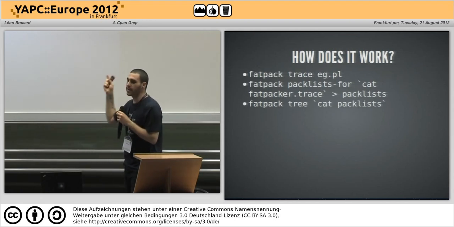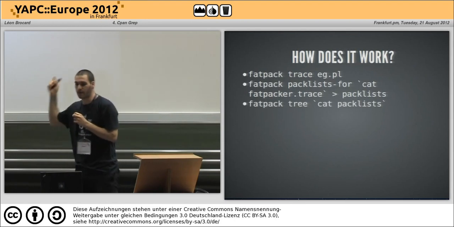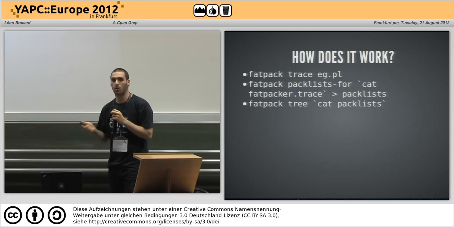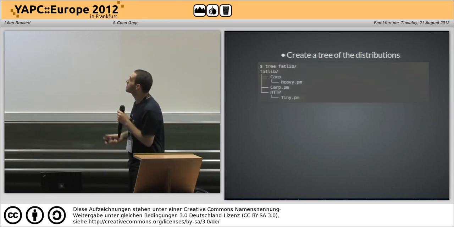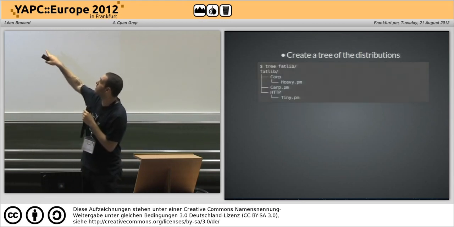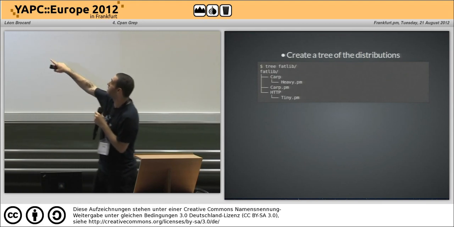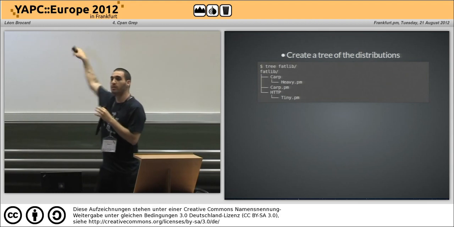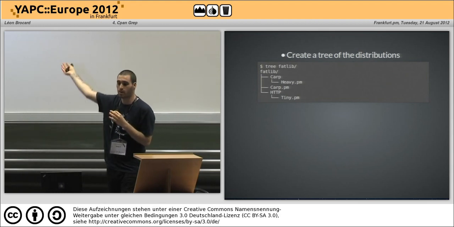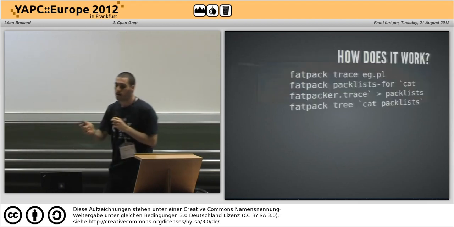The next thing is tree. And if I give tree the packlists, it will say, that's cool, I can find the stuff for it. So it creates a tree of all the distributions. Once I run it, I see it created a fatlib directory. Inside it, you have HTTP::Tiny, which requires Carp, which requires Carp::Heavy. So it created a tree of all these modules, right? There you go. So it knows what to pack.